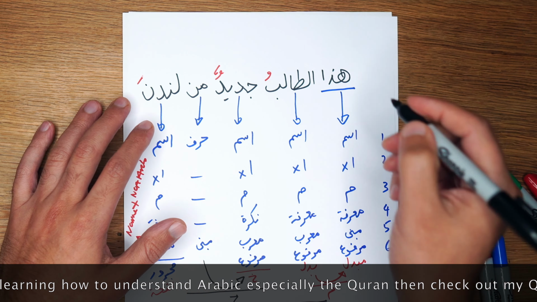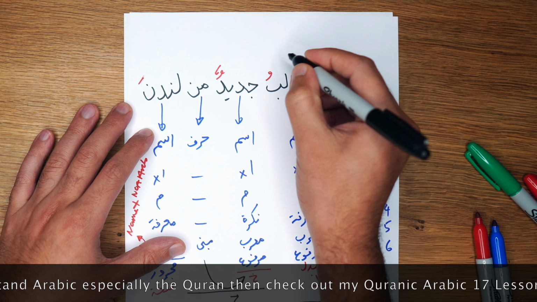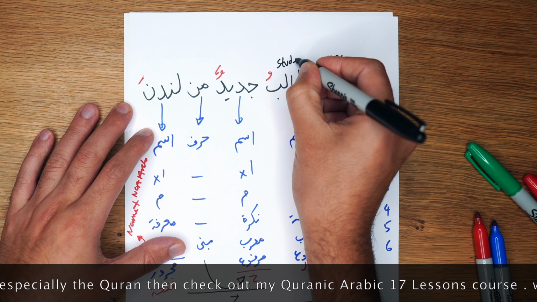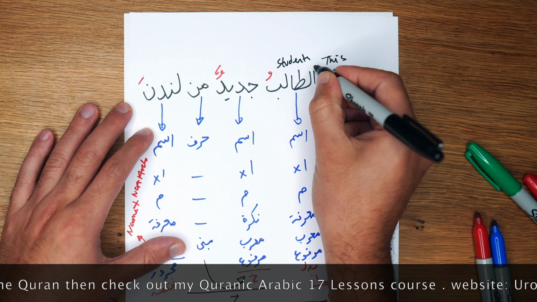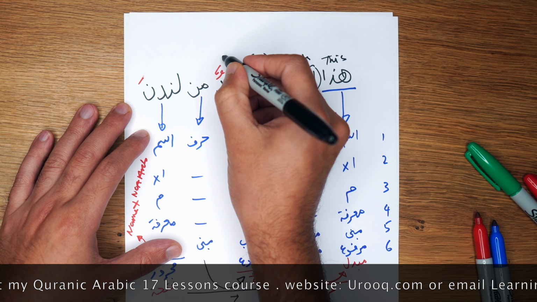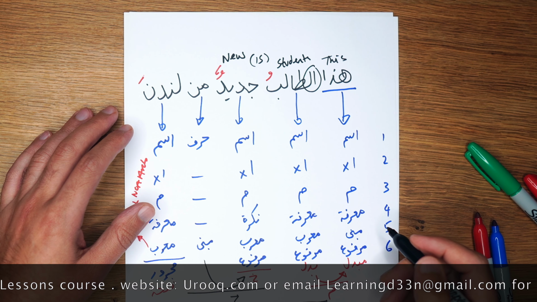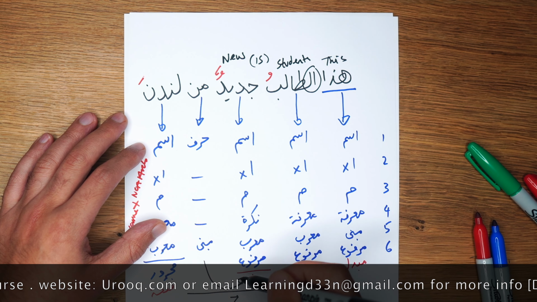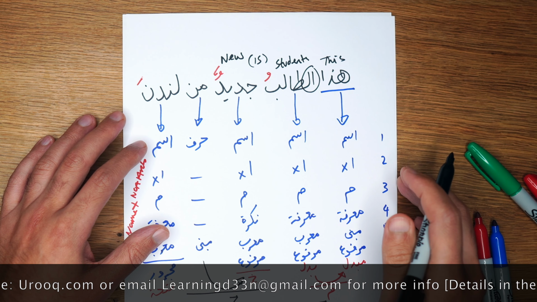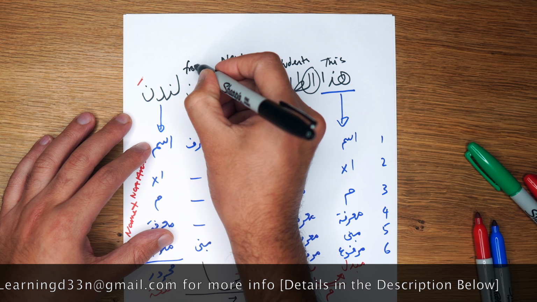According to that tarkeeb, the translation of this should be as follows then. Hadha, this student, now you don't say the. Okay, you don't say the. The is actually not pronounced here. So this student is new. Okay. Now, see, I made this muta'alliq to this, isn't it? So therefore, the translation is going to be new from London.